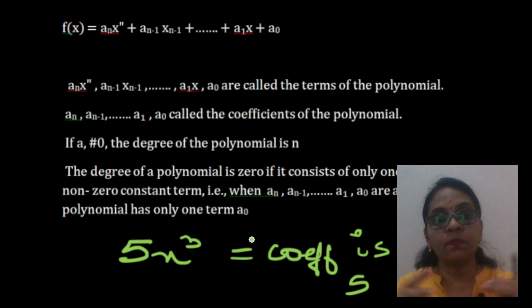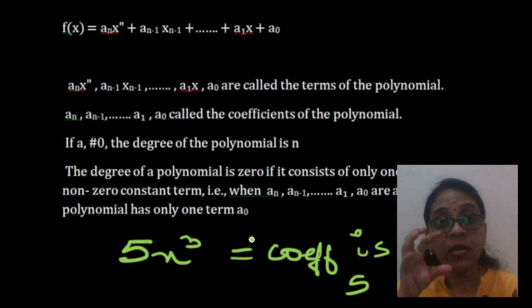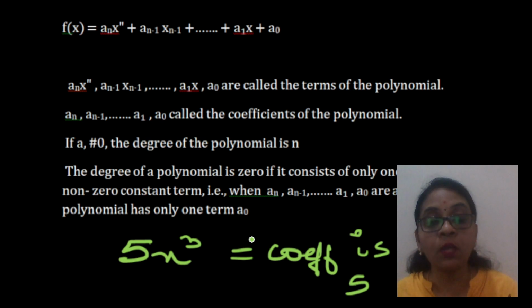So in an expansion where you have 5x cube, 3x square, 2x, 7 and all, the real number part is nothing but the coefficient of the variable part. This is the numerical part and that is the literal part. The numerical part is always the coefficient.